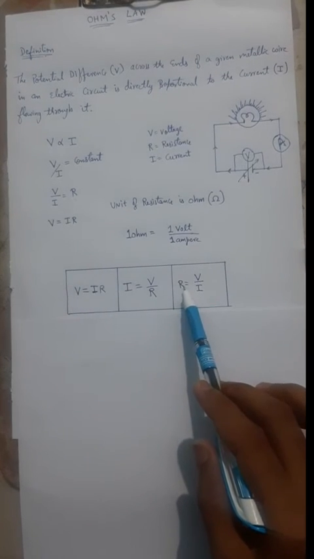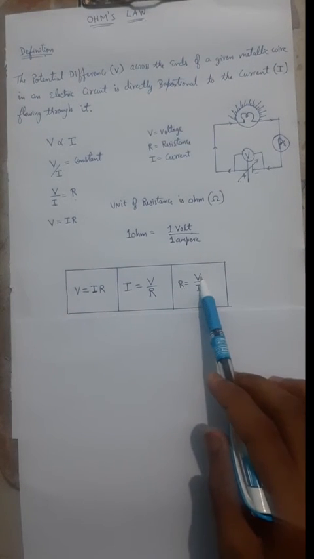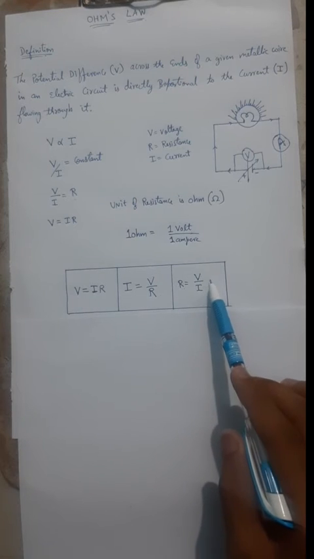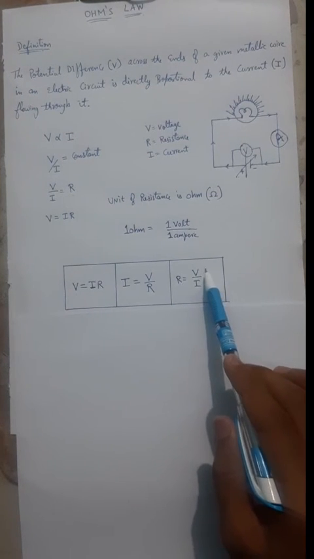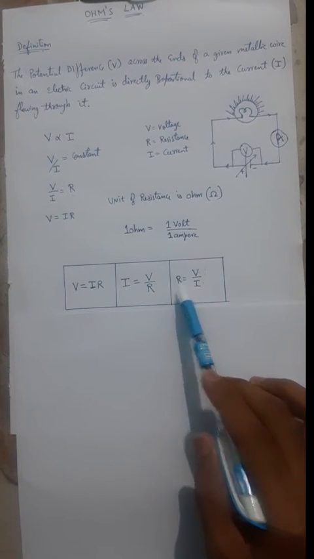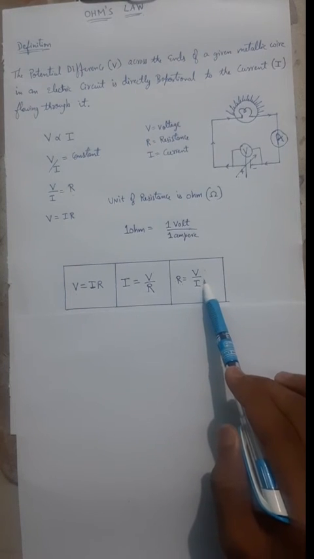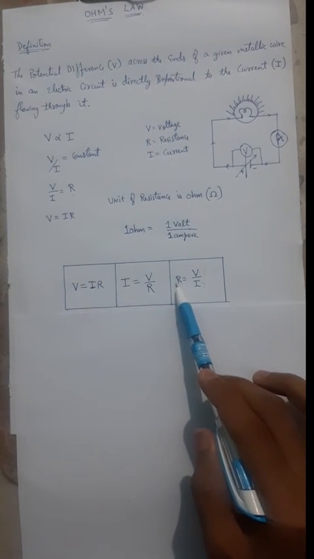Similarly, you can see here resistance. Resistance is voltage upon current, which you have already seen. So if you increase the voltage, the resistance is going to increase. But if you increase the current, then the resistance is going to decrease.